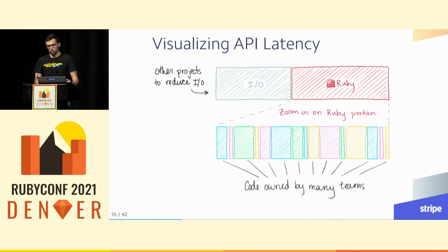So when we zoom in on the Ruby component of this, what we see is it's actually really fragmented. There's dozens of teams that are maintaining all sorts of different code that lives in any given API endpoint. And instead of it just being this one big block that we could try and speed up, it's broken into these small things that are hard to speed up individually. And at Stripe, this amounts to dozens of teams' worth of code.